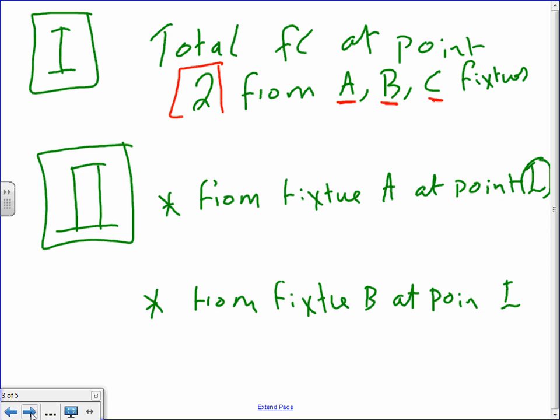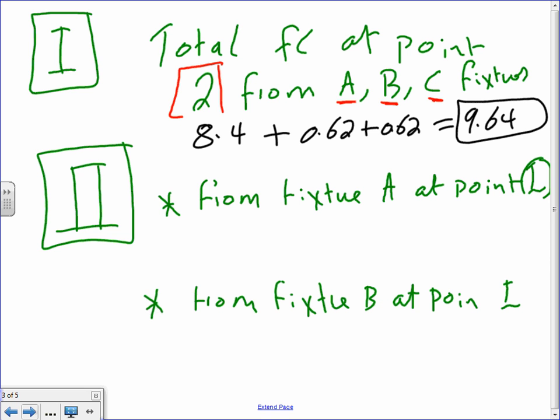So total foot candle at 0.2 from A, B, and C fixtures equal the following. I have 8.4 plus 0.62 plus 0.62 equal, I have 9.64 foot candle. That's the total foot candle at 0.2 from the 3 fixtures.